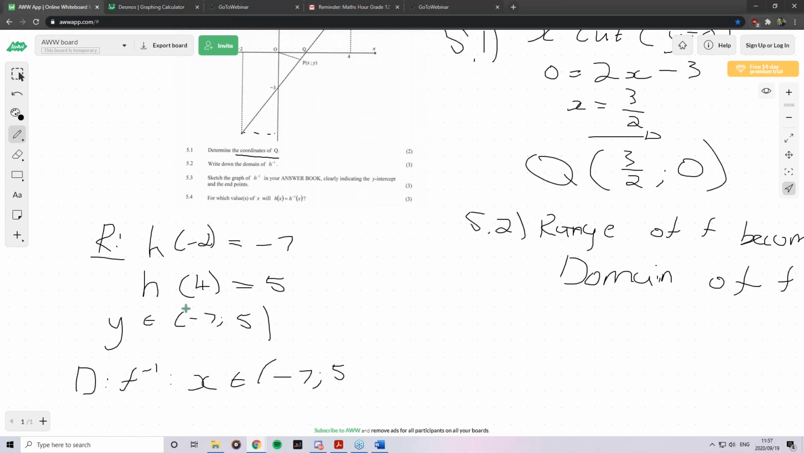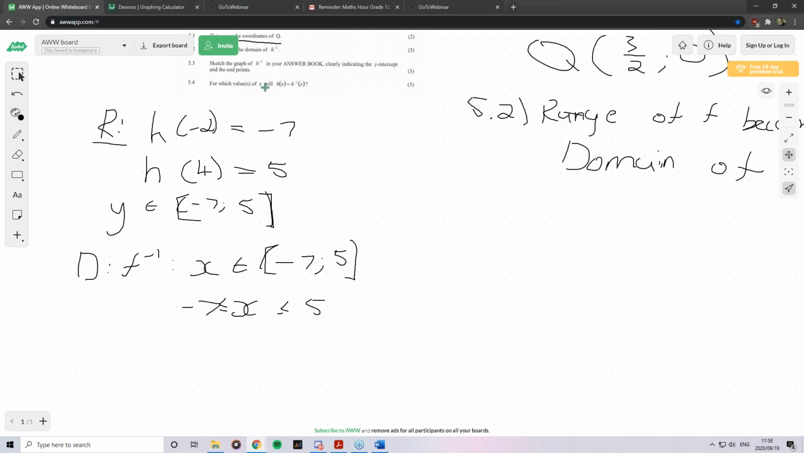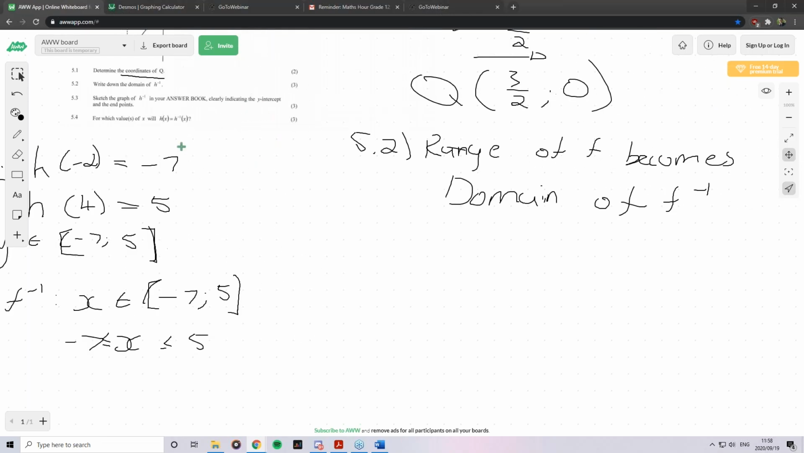Now, what's important is these are square brackets in this notation. I can also write it as x less than or equal to 5 and greater than or equal to minus 7. It means the same thing. Now, 5.3, they say sketch the graph of h minus 1 in your answer book.